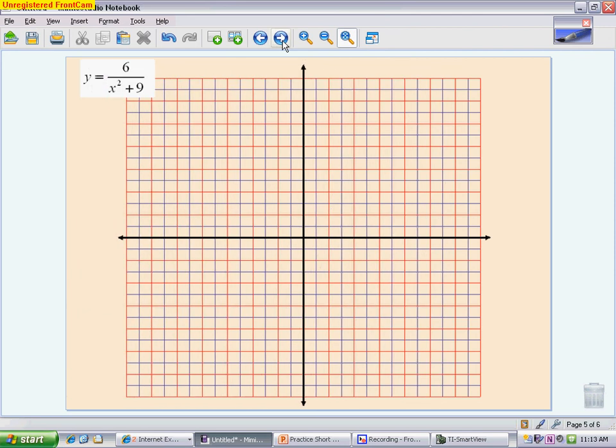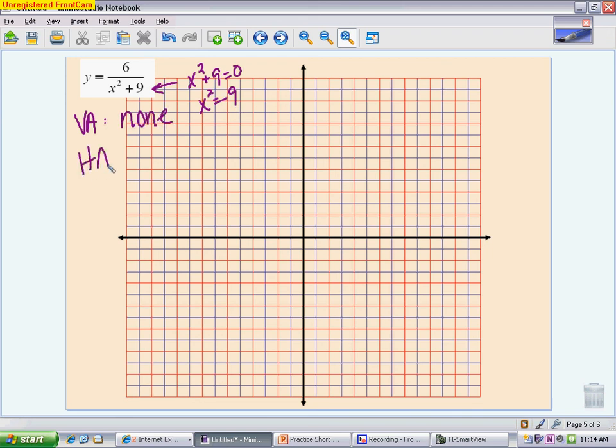This one, 6 over x squared plus 9, my vertical asymptote is what makes the bottom 0. And if you look at the denominator here, this will not factor. If you try to set it equal to 0, you have x squared plus 9 equals 0. What's going to end up happening is you're going to get an imaginary. And since we are not working with imaginary, we just say we have no vertical asymptotes, or none.